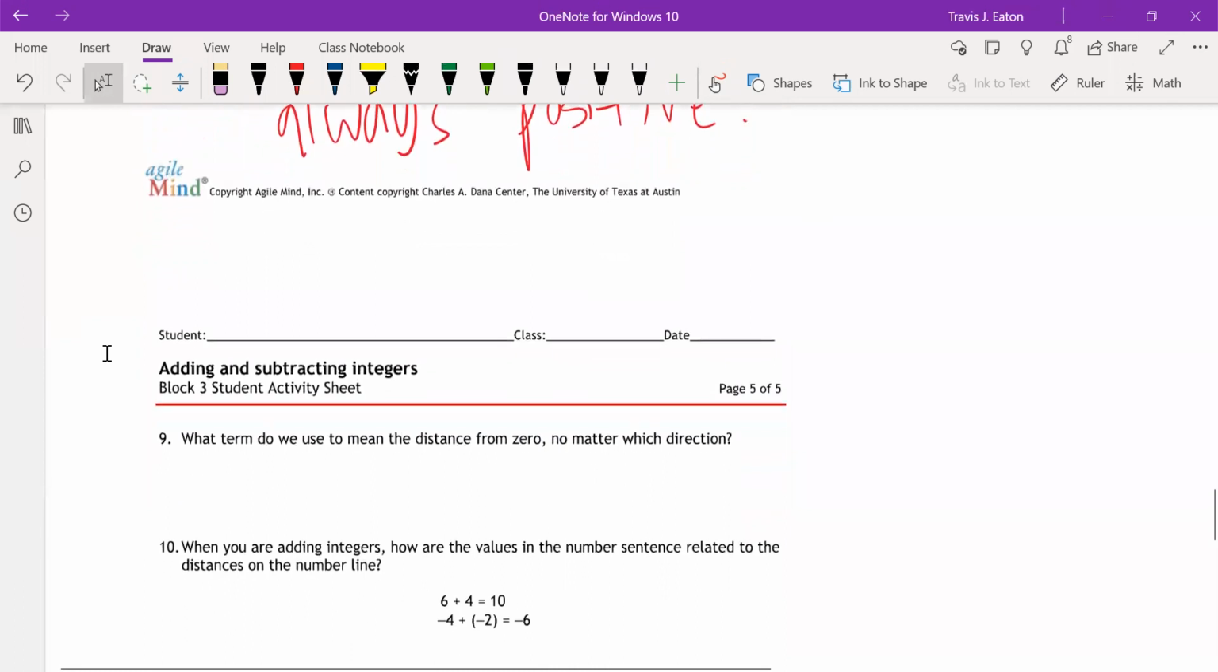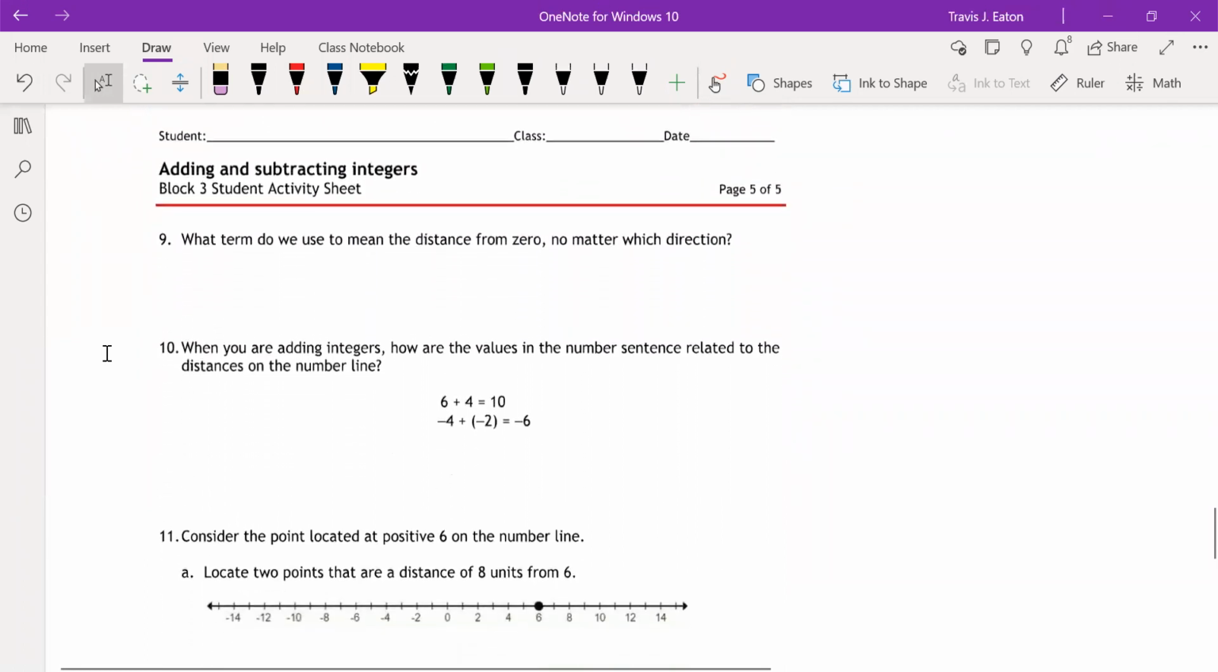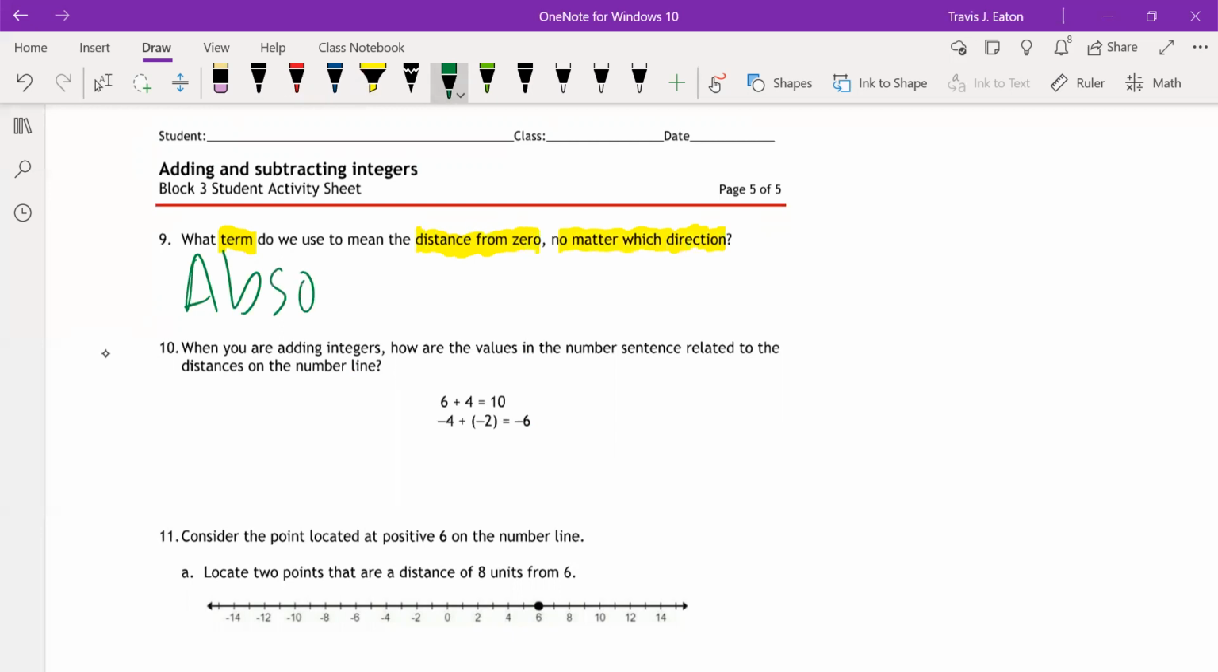Now you might not know the answer to question number 9, but as part of our vocabulary, there's a special vocabulary term that we use to mean a number's distance from 0. No matter which direction it's going, whether you're going in the negative or the positive, it doesn't make any difference. There is a special term that we use to represent a number's distance from 0. And that term is called absolute value. Okay, absolute value is a number's distance from 0.